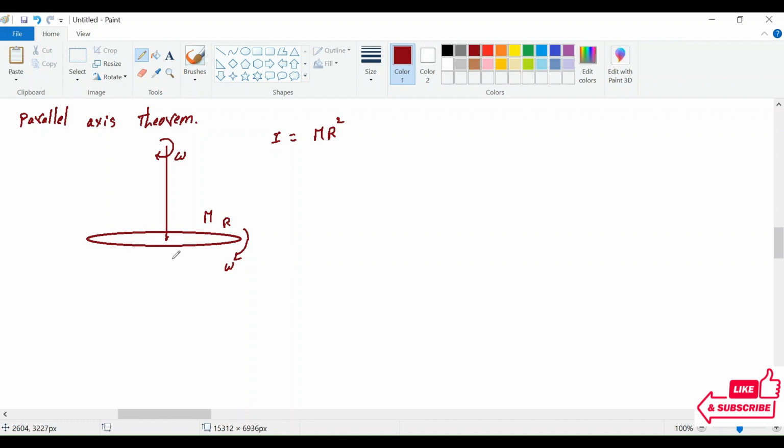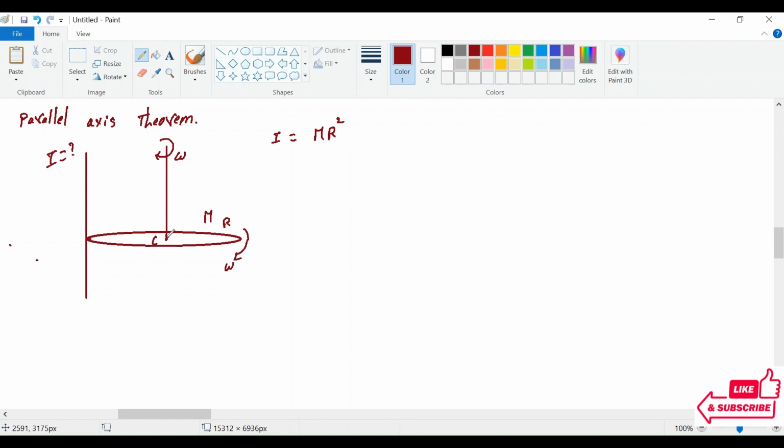But this is valid only when the axis of rotation passes through the center and is perpendicular to the plane of the ring. Correct? But in the exam hall, if they ask what is the moment of inertia about this axis, then how will it rotate? It will rotate around this, right? Imagine you take a pen and put a bangle on the pen and rotate it. So that is the rotation here. Now if I ask you the moment of inertia, can I apply this formula?